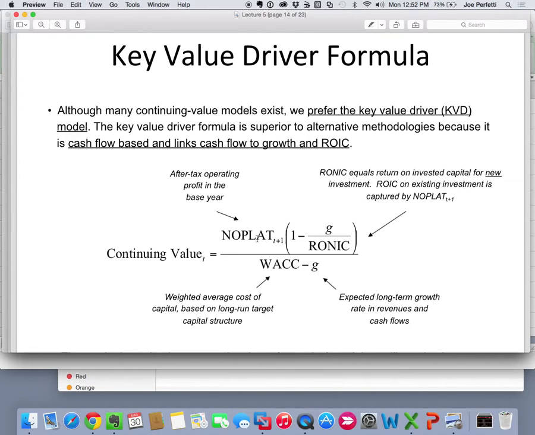NOPLAT in T plus 1. For McDonald's, that would be the 6th year, or in this case, T plus 1 is always you do 1 extra year. So in that case, 2020 NOPLAT. RONIC is the 2020 ROIC. G is the very long-term G of the company, long-term growth in cash flow. And WACC is the cost of capital. So those are the 4 elements that we will need in order to do the continuing value.